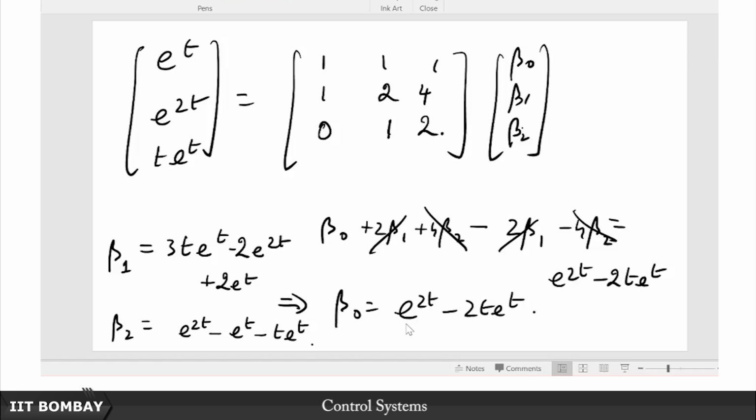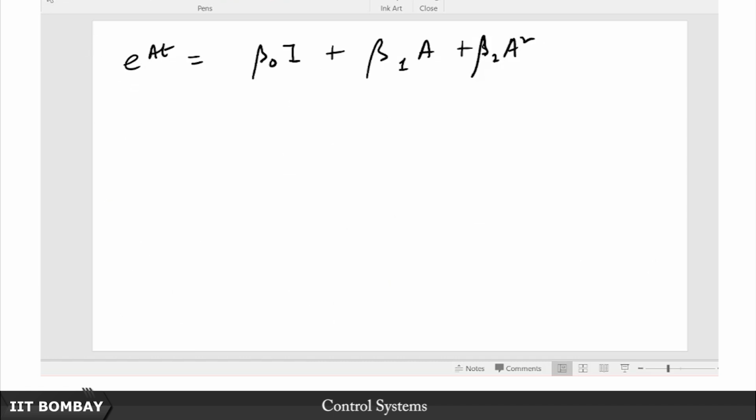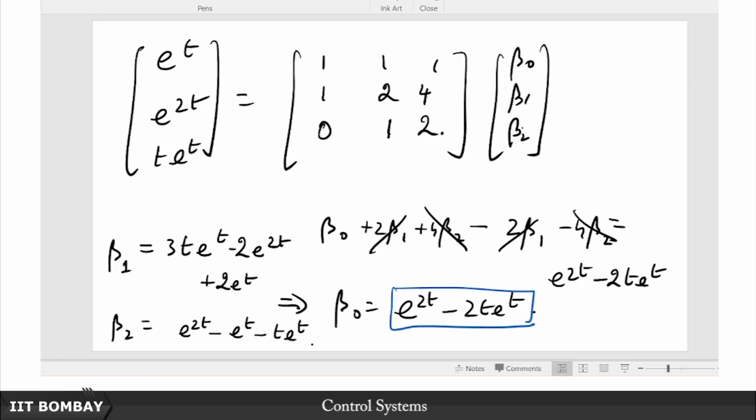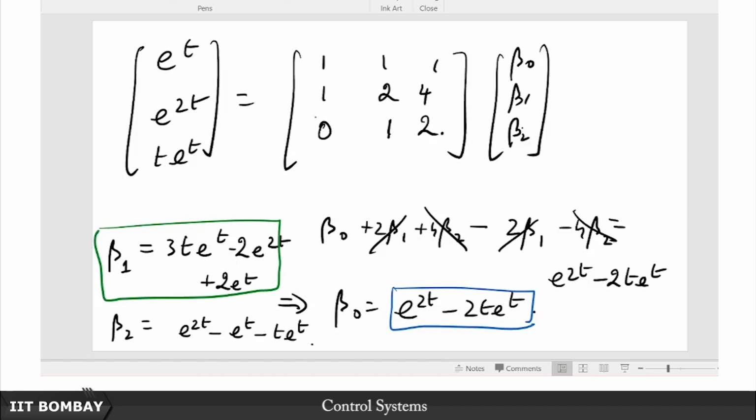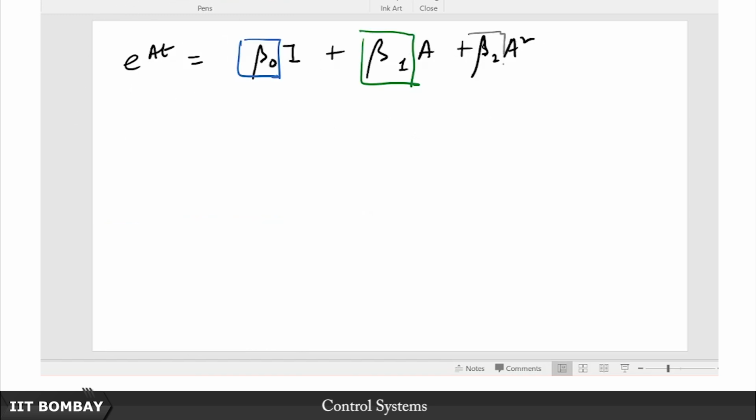Look, this beta 0 is going to get multiplied with this identity. Then you have this beta 1 here, which is also going to get multiplied with this here, and finally you have this beta 2 here, which appears here with a squared.